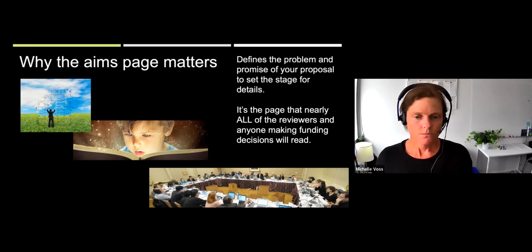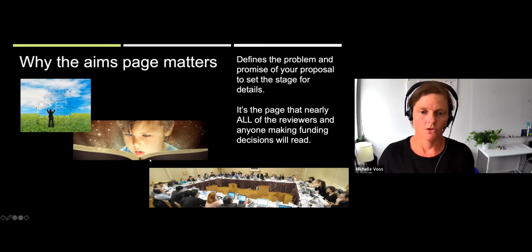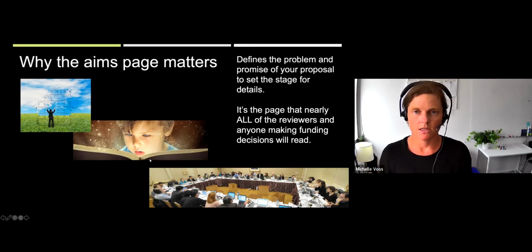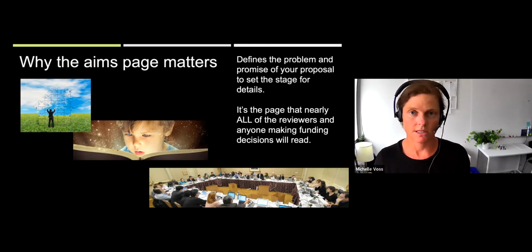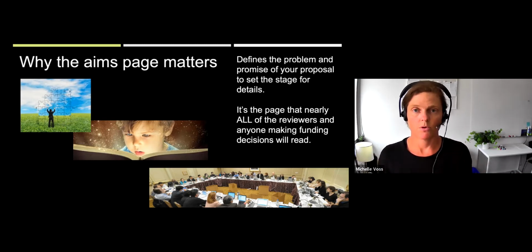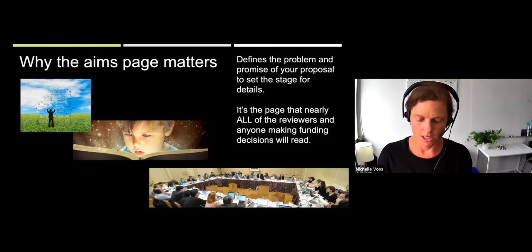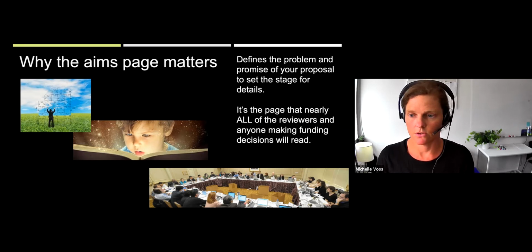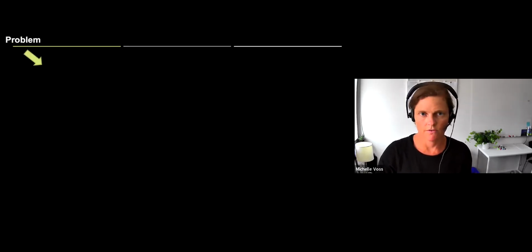So the picture in the middle here is really that the goal of this page is to capture the imagination and the excitement of what the project is, and to use this page effectively to do that. So what is the structure of an aims page that you can look out for that's very common?